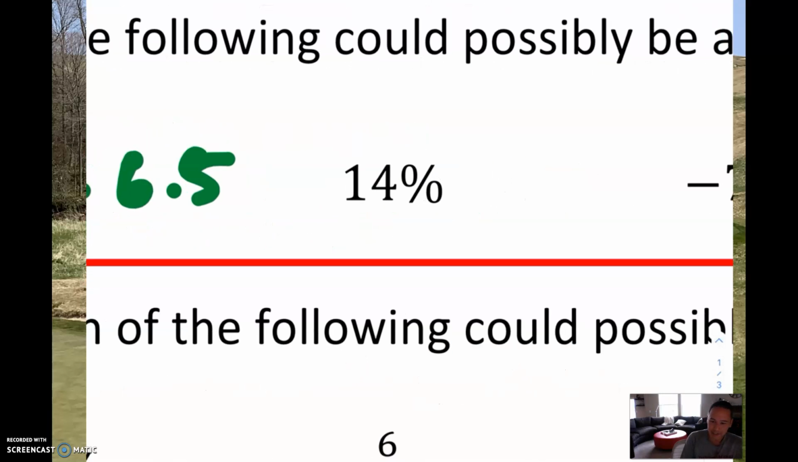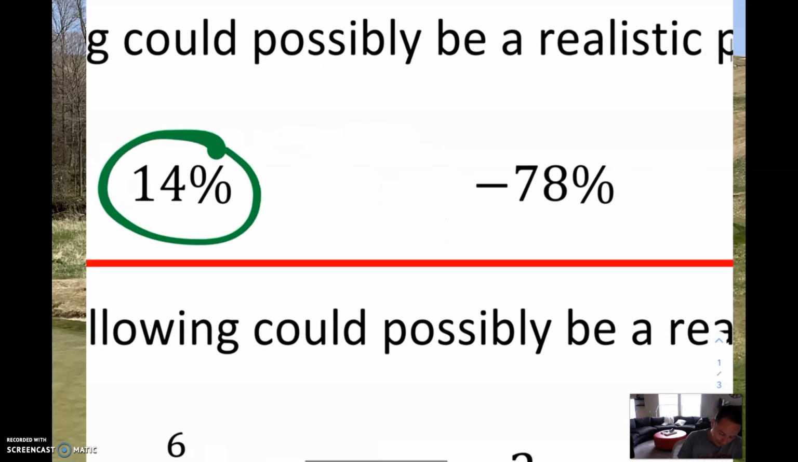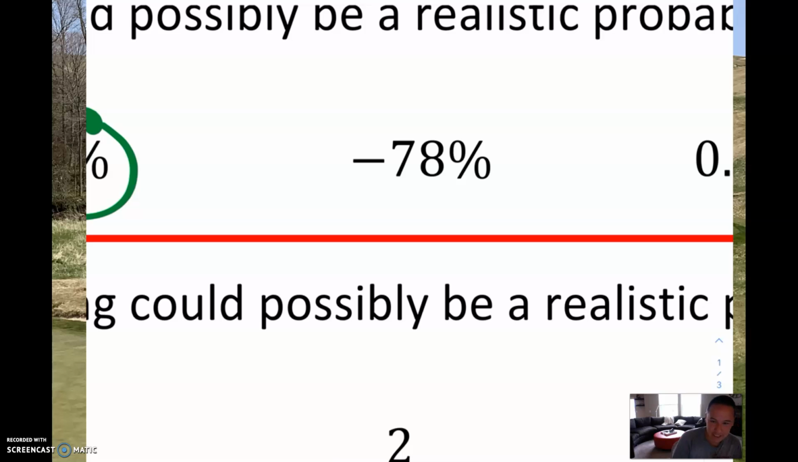14%, is that between 0% and 100%? Yes, it is. It's not a great probability, but it'll happen maybe like 1 in 7 times or so. We get -78%. Now 78% is valid. It's between 0 and 100%. But you have that negative sign in front. You can never have a negative probability. The chance of something happening can never be negative. If you go on the news and look at the weather reports, they don't tell you there's a negative chance of rain. So negatives, can't have those for probability.